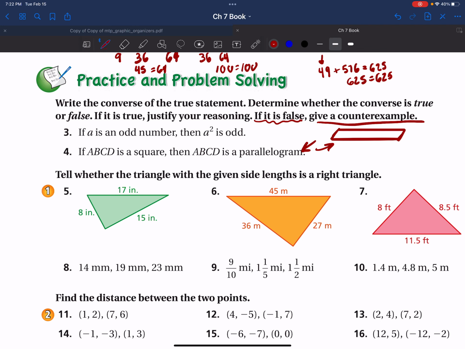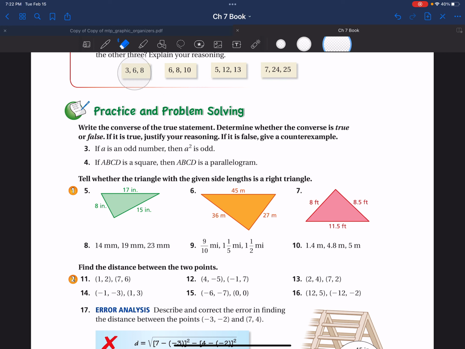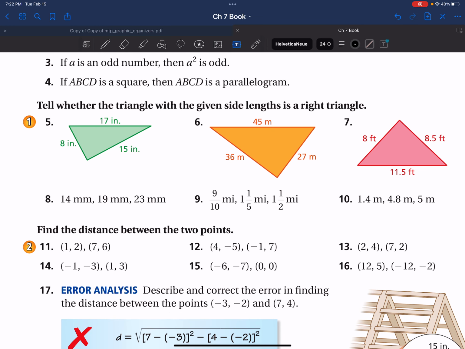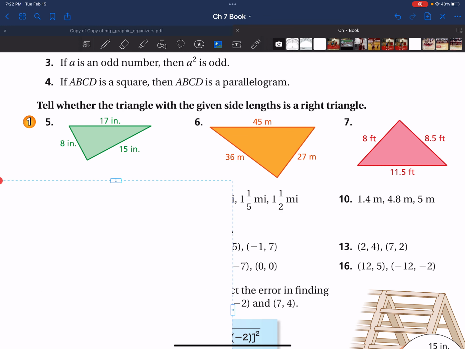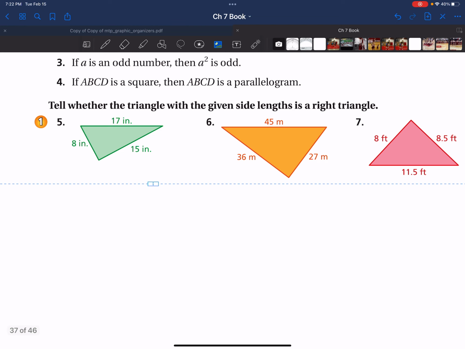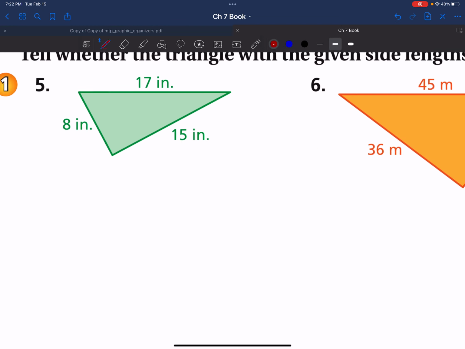Okay, well, I'm glad we went over that because now we know what a converse is. Important things to know, I guess. Converse is just, can you reverse the statement to make sure it works both ways? Okay, moving on with our lives. Now we are doing number 5. Number 5 says, tell whether the triangle with the given side lengths is a right triangle.